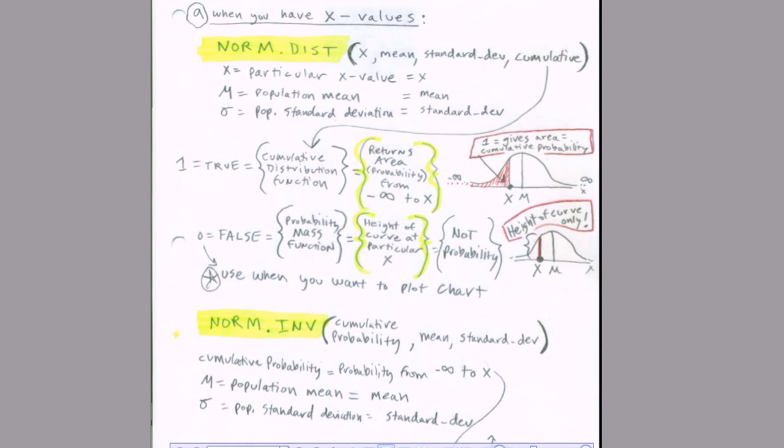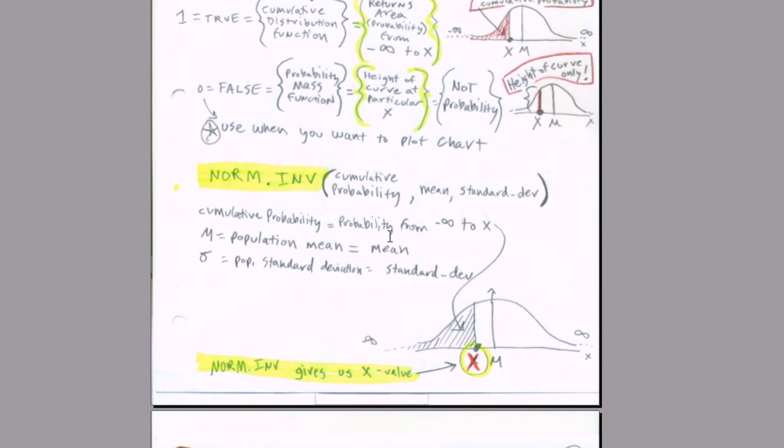NORM.INV does the opposite. We will give it cumulative probability, the mean and the standard deviation, and it will tell us the x. So watch this. We're going to give it some probability, like 10% on the low end, and it will tell us what the x is. We can also do 1 minus 10%, and it will tell us, for example, the value that's the hurdle to get to the top 10%. So the inverses will get us our x.